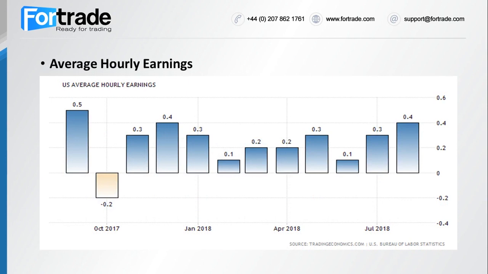Average hourly earnings is important since an increase in the figures indicates a possible rise in inflation and in the value of the dollar, while a decrease in AHE tends to push the dollar down. Month-on-month, average hourly earnings were 0.4% in August, and on a year-on-year basis, the number was 2.9%.